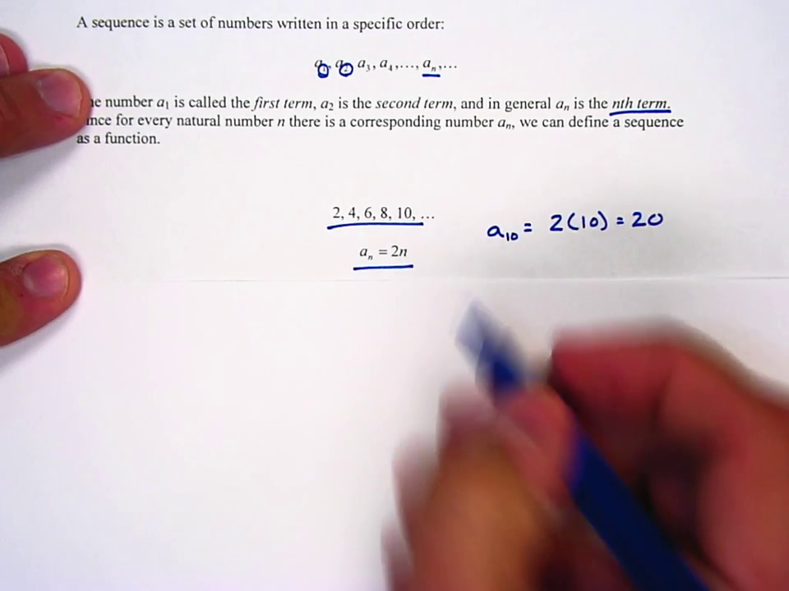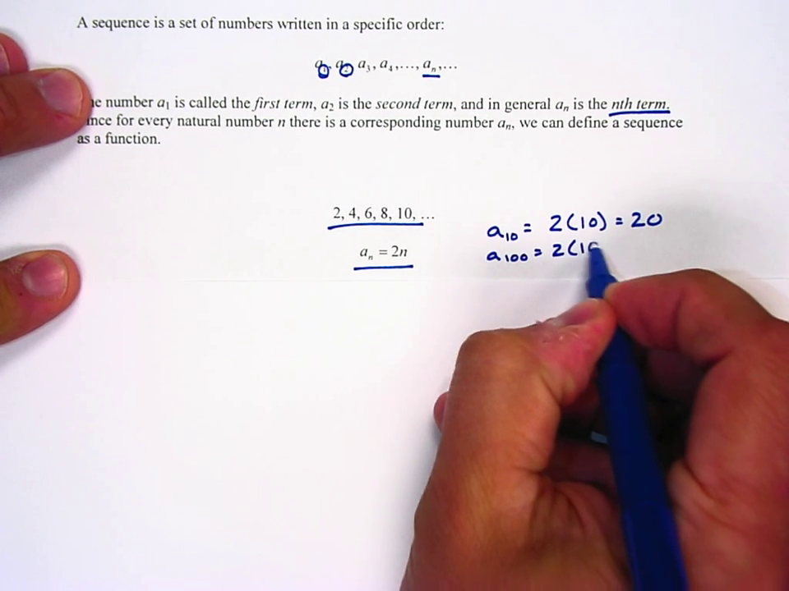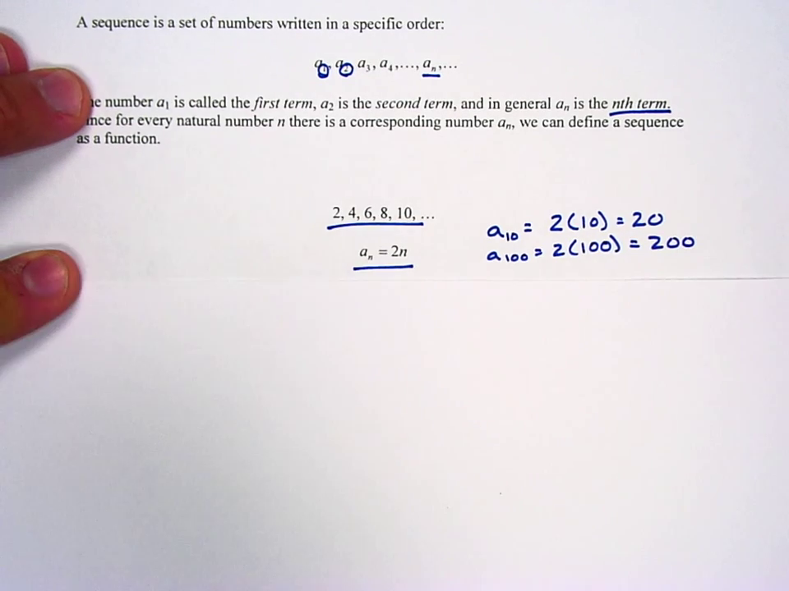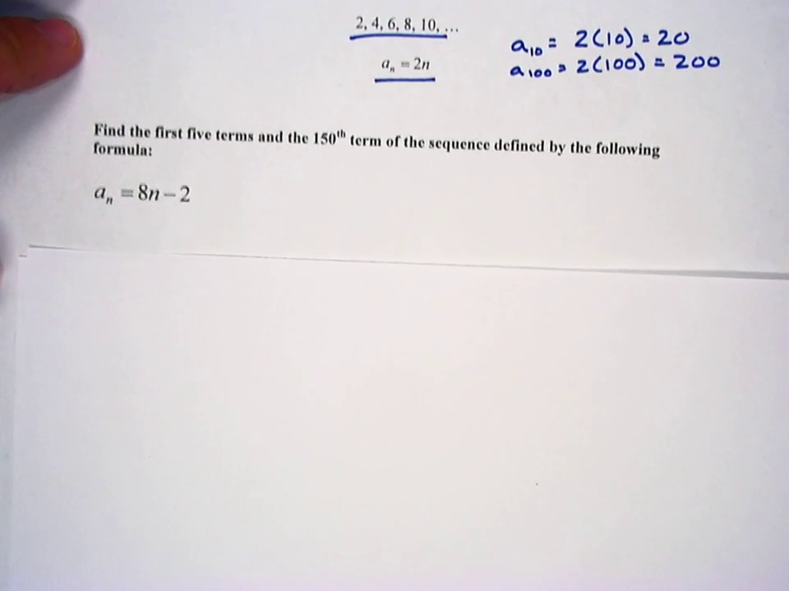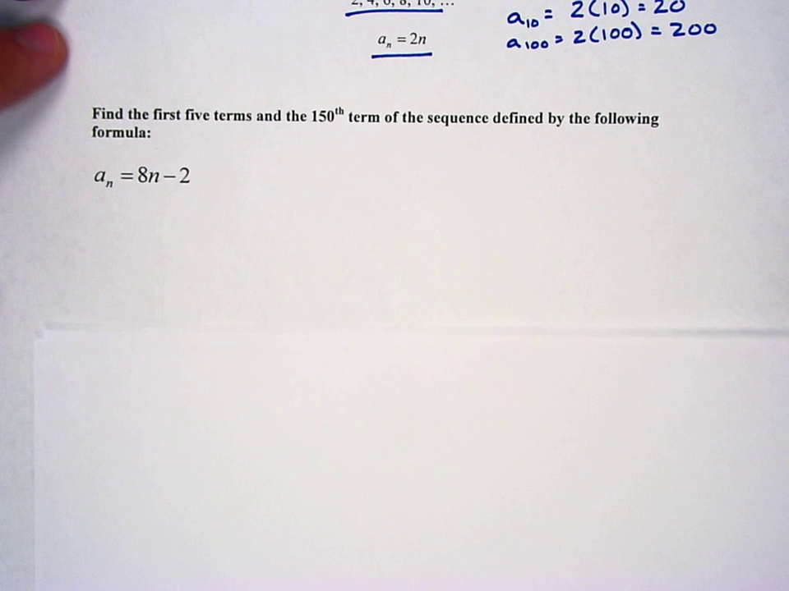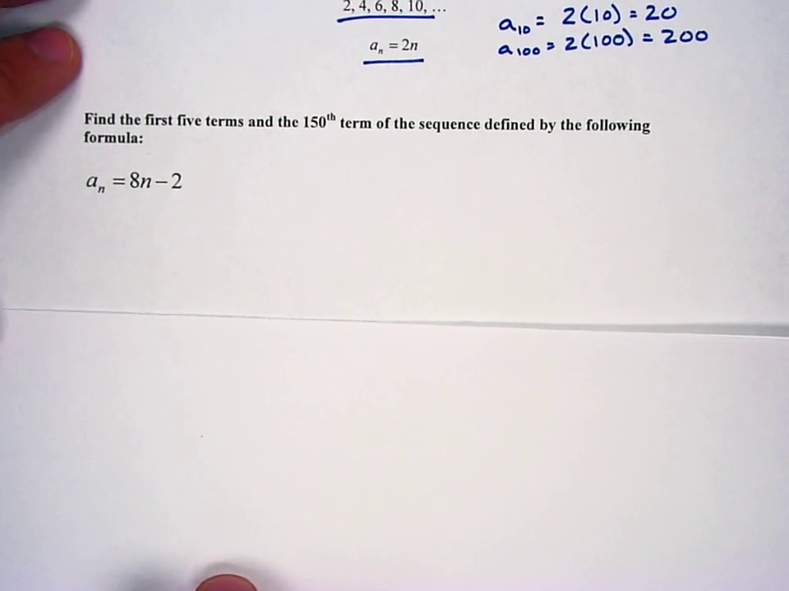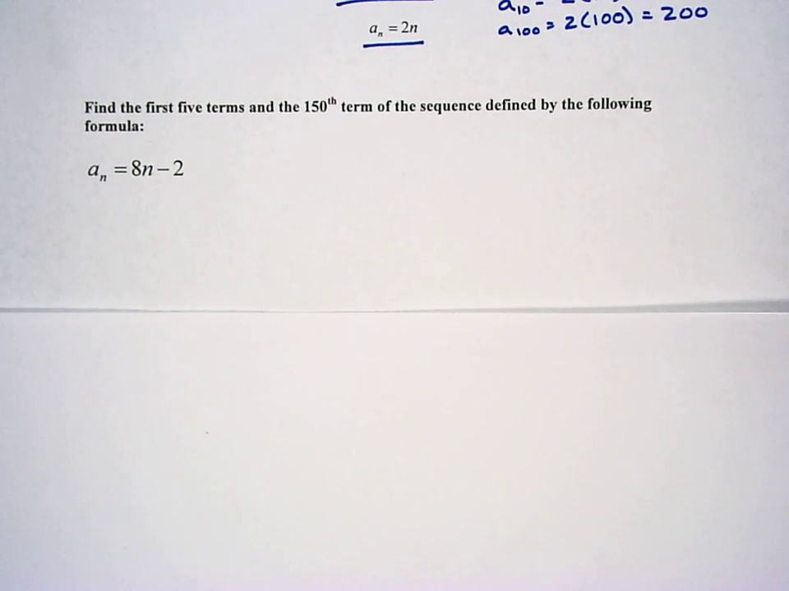That's helpful if I want to find, say, the 100th term. So I'd say 2 times 100, and that would give me 200. So 200 is the 100th term of that sequence. And we can do this for any formula that we have. For example, this one here says find the first 5 terms and the 150th term of the sequence defined by the following formula. A n equals 8n minus 2.